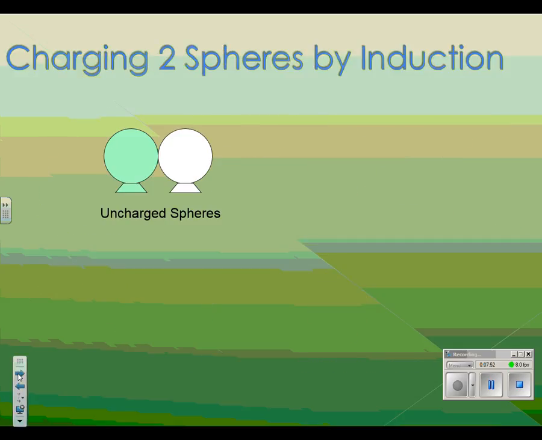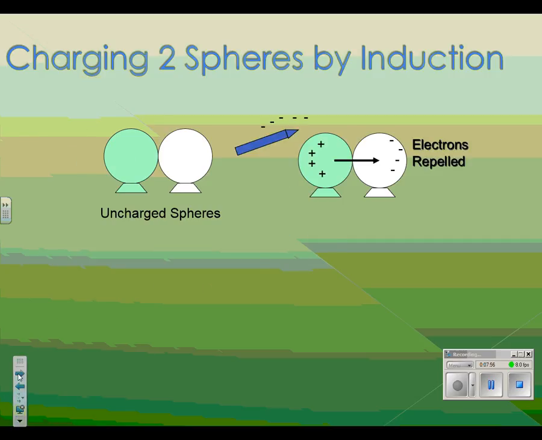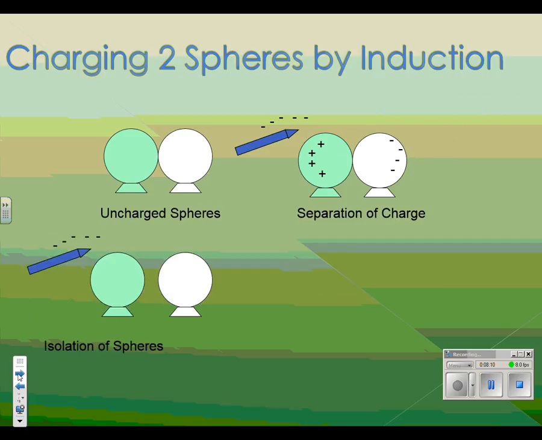When we're charging two spheres by induction, we have uncharged spheres, and the electrons are going to get as far away as possible from this negatively charged rod. So this is a more distinctive polarization since the objects are touching each other, and they can travel that way. So we get a separation of charge, or a polarization of the two objects completely.